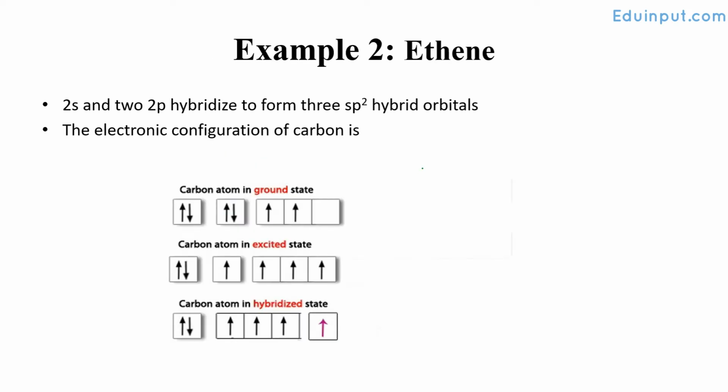Let us take another example, ethene. This is a very basic molecule in organic chemistry. The same is the case. Let us take the electronic configuration of the carbon atom, where we see there are two half-filled orbitals, but in the excited state this electron jumps to this orbital, making four half-filled orbitals.